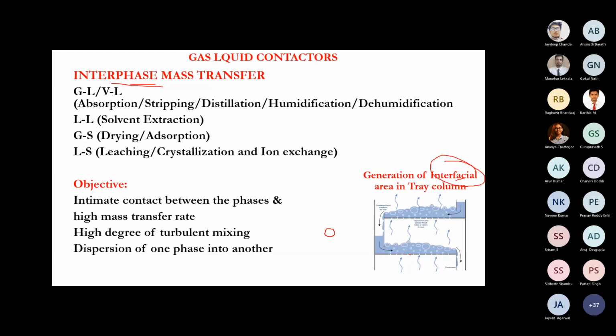Okay, so the vapor is dispersed as a bubble, so it is surrounded by the liquid. This area is called interfacial area. If you have a large number of small bubbles, then you have more surface area, so your interfacial area will be more, and the transfer of solute from the vapor phase to the liquid phase will be more. This is the main objective of any gas liquid contactor.